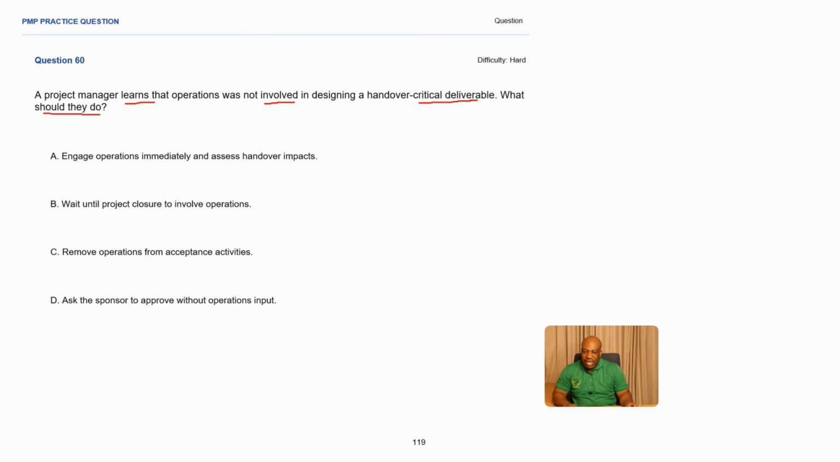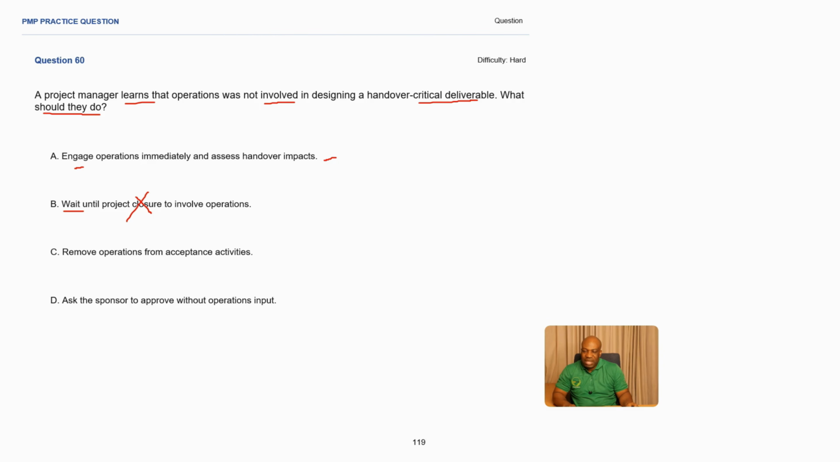Okay, A, engage operations immediately and assess handover. I like this one. Engage. You're going to get more information, understand what the problem is before you take any action. Wait until project closes. Don't wait for anything. You delay project activities, making this one incorrect.